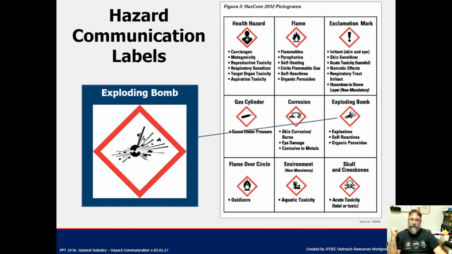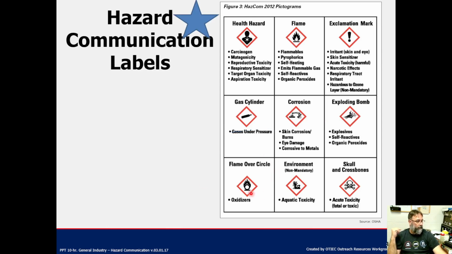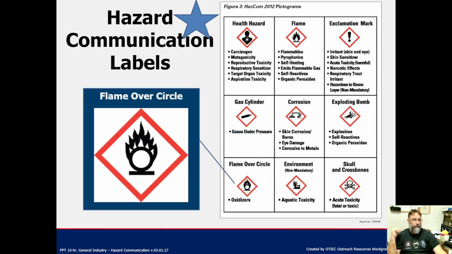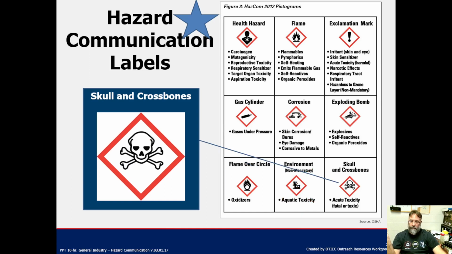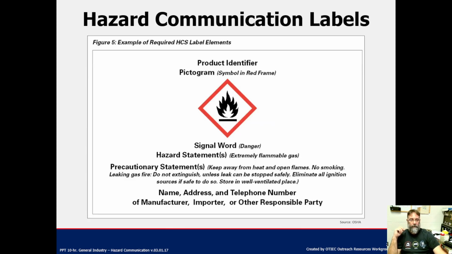Corrosion. Exploding bomb. Flame over a circle is an oxidizer. Star, not required by OSHA, is an environmental hazard. Spilled in a lake, what happens? It's bad. And then the skull and crossbones. That's obviously the worst. It's acute toxicity. It's fatal or toxic if you come in contact with that particular chemical.